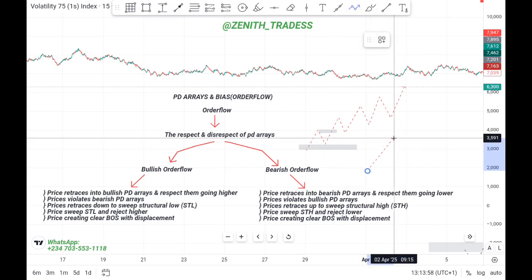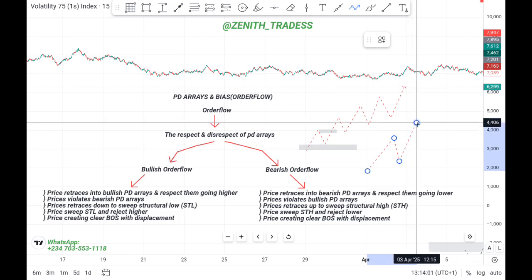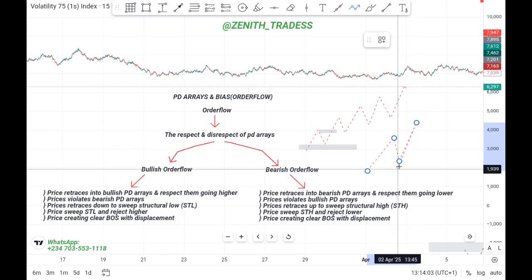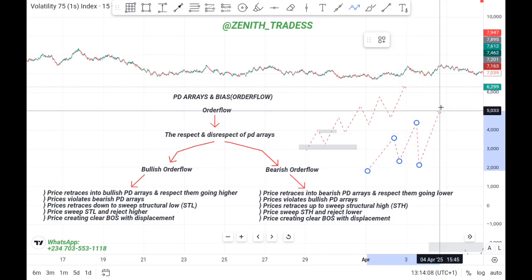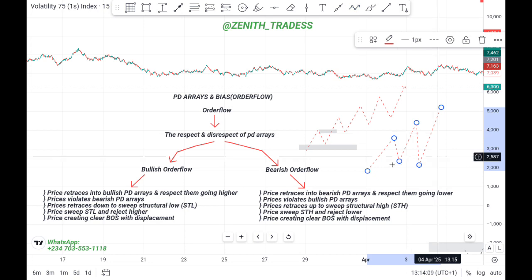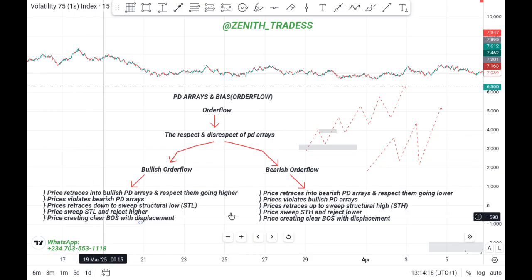It's like I even have the diagram. This is what this means. Break of previous high, then price will come and sweep this structural low before moving higher. You can see, this sweep is what refers to here. Price sweeps structural low and rejects higher.